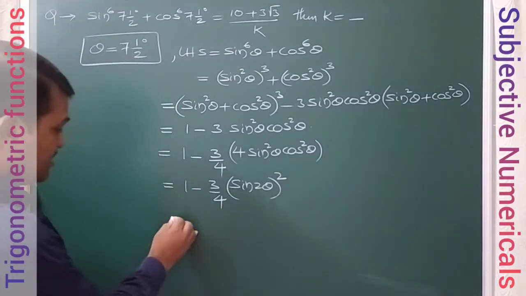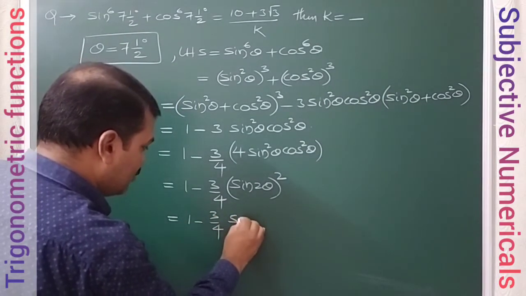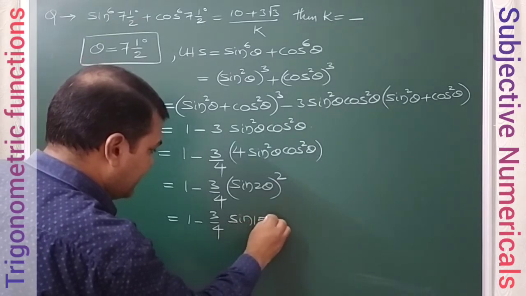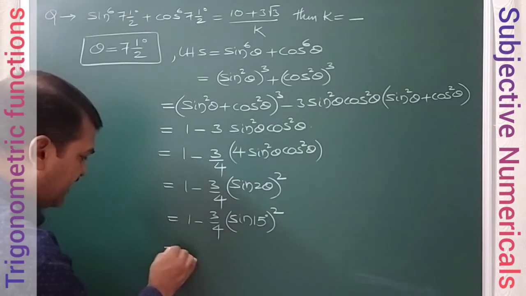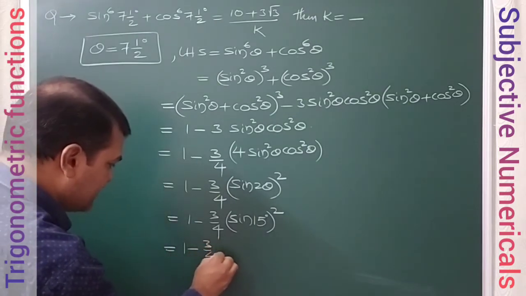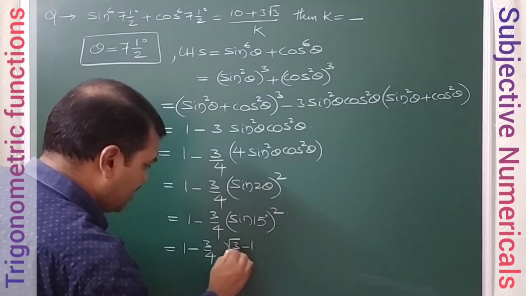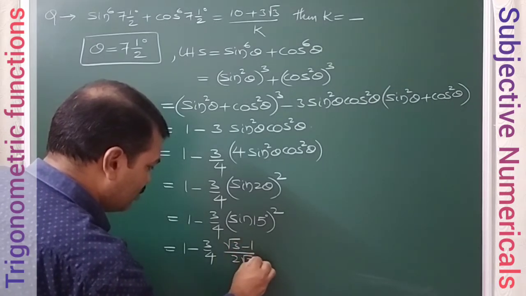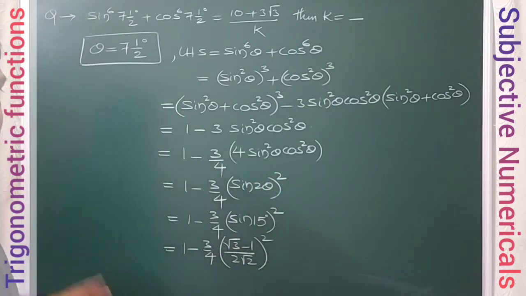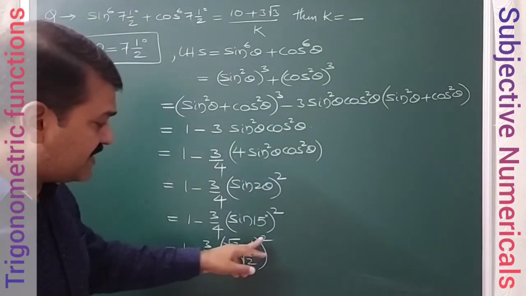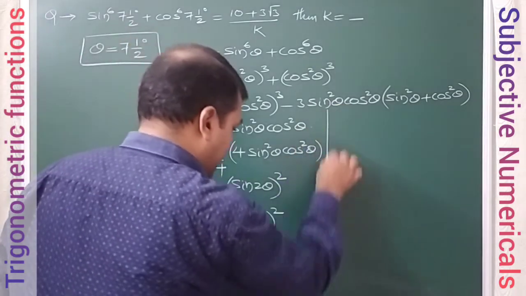Okay, so therefore this becomes 1 minus 3 by 4 into sine 15 degrees whole square. And what is sine 15? Sine 15 value is root 3 minus 1 by 2 root 2, of course whole square is there. So root 3 minus 1 whole square, a minus b whole square we will apply. So, I will continue from here.